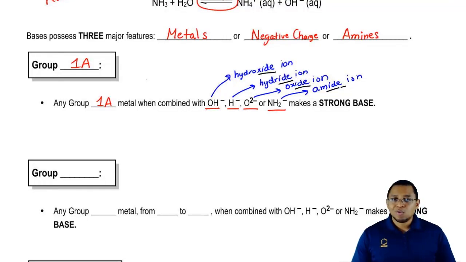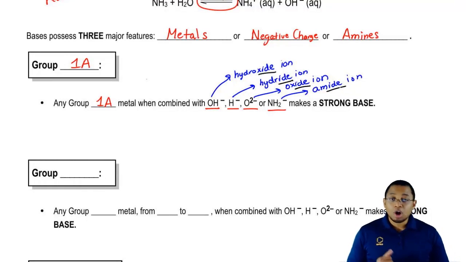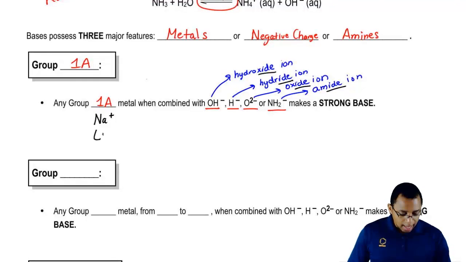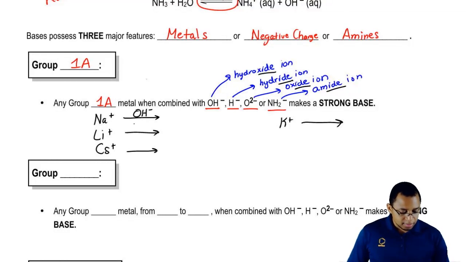Now recall, what are the charges of group 1A metals? Group 1A metals are +1. So examples, we could have Na positive, Li positive, Cs positive, K positive. Any of these ions could react with any one of those 4 ions to give me a strong base.